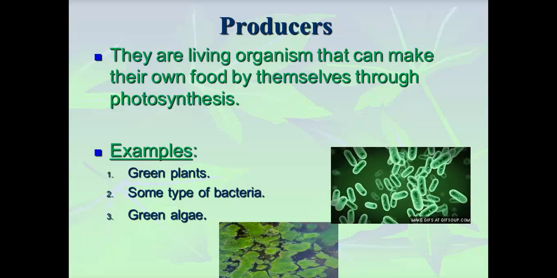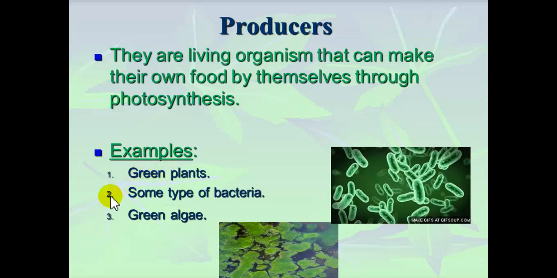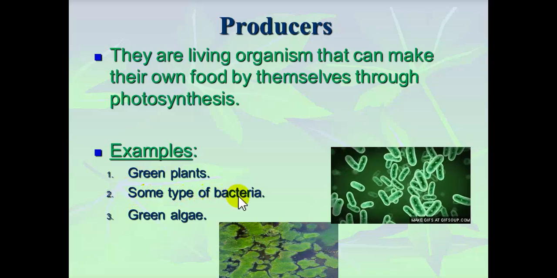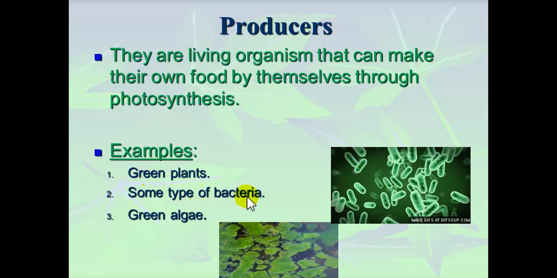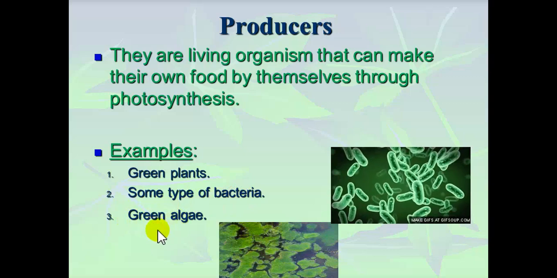Why can they make their food? Because they contain chloroplasts or green plastids. For example, the green plants. Some types of bacteria. There are many types of bacteria. Some types are producers, and we will talk about another type of bacteria that are decomposers. Green algae. This type of plants lives in water.